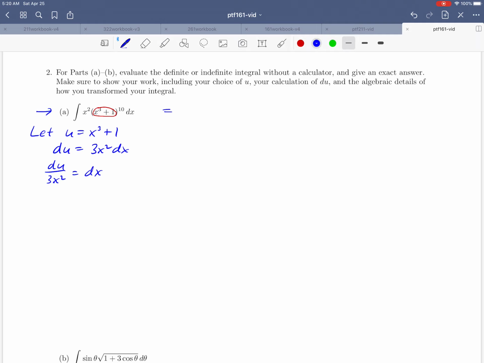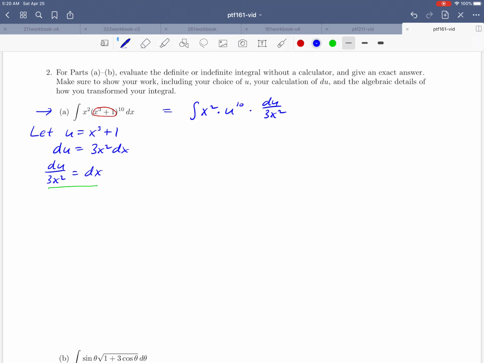All right, and the idea is now we're going to substitute into our integral and try to rewrite it in terms of the variable u. So if we start, just rewrite the x squared, and then the x cubed plus 1, we gave that a name. We called it u, so that becomes the u to the 10th. And then if you look over here at our work, dx is equal to du over 3x squared. Okay, so we're going to go ahead and substitute that as well.